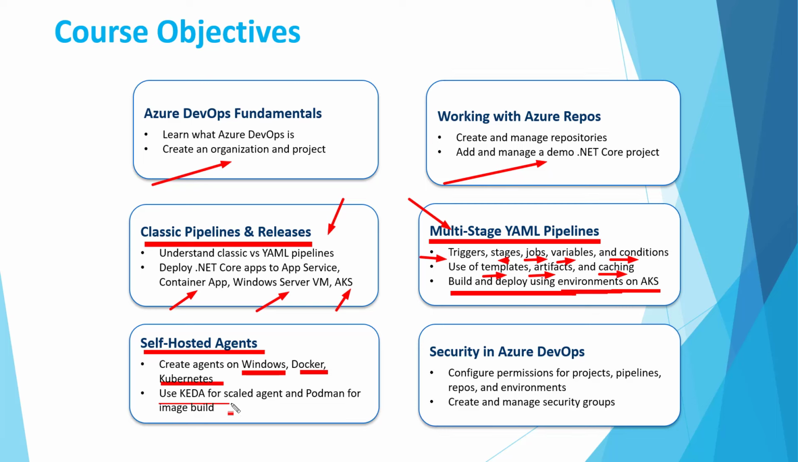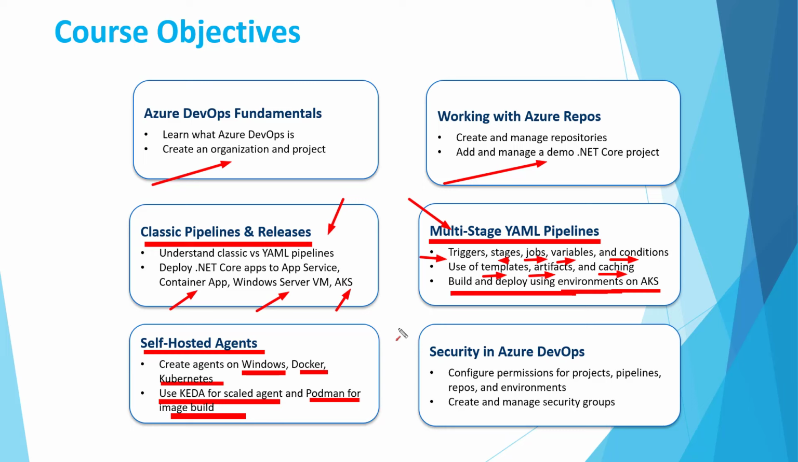Then we will use the KEDA operator for scaling the agent. We will use KEDA for scaling the agent pods whenever we need a new agent for our pipelines. So it will be very good to understand how to use operators to scale your agent whenever you need it. And we'll also try to use Podman from inside the Kubernetes pod. We will need Podman if we want to build a Docker image from inside the Kubernetes cluster. So we'll need it for image build.